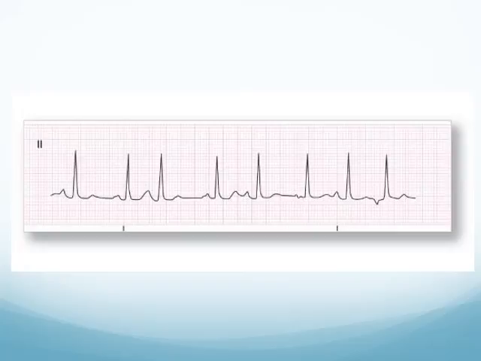Okay, so looking at this, we need to figure out our rate, and we can immediately tell that it's irregular. So we can't really use our method of counting out the boxes, the 300, 150 method, due to the fact that it's so irregular. So we can just count those complexes up, and it looks like there are 8 of them. So we're going to just say that the rate is 80.